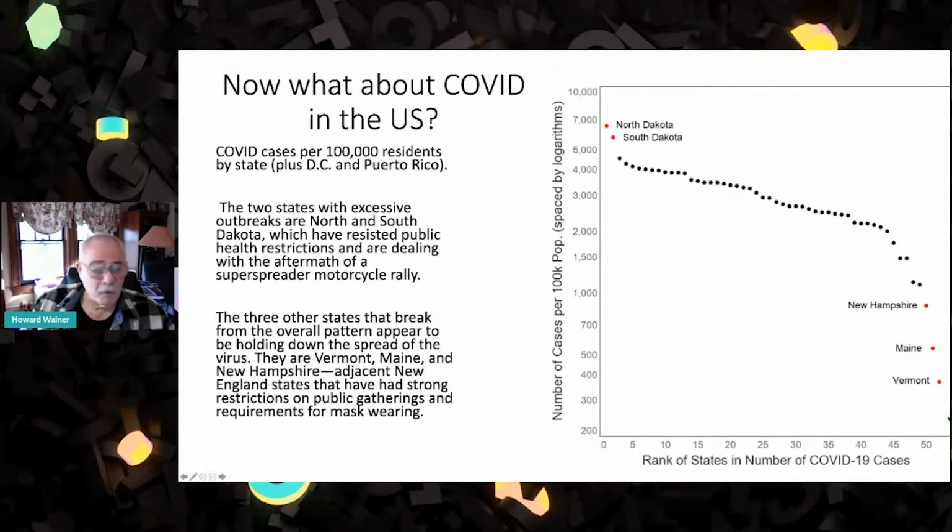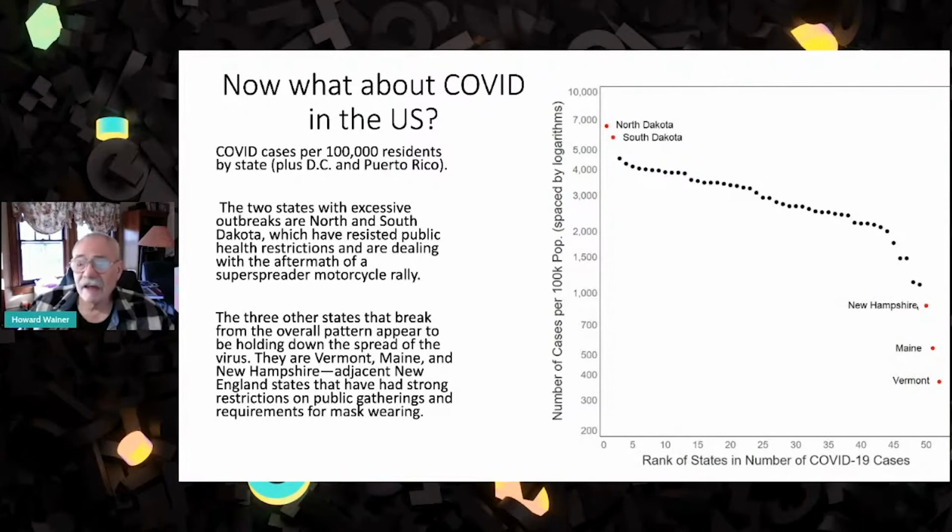Well, one of the things we know is that North and South Dakota, which have an excessive outbreak, have resisted public health restrictions, and they're dealing at this point with the aftermath of a motorcycle rally in the Dakotas, in which lots of people came from all over wearing no masks and carrying on. We also know that these states, Vermont, Maine, and New Hampshire, and the other adjacent New England states, have had strong restrictions on public gatherings and have had requirements for mask wearing.